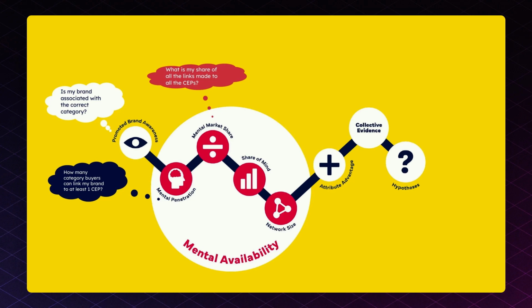Mental penetration being a key one because it's a good step on from prompted brand awareness. You'll want to know how many category buyers can link my brand to at least one category entry point. Share of mind, which is really a more powerful measure for larger brands, but it helps them understand how vulnerable they are to competitor incursion. And then network size identifies for you the average number of category entry points that are linked to your brand. And we'll look a little bit against benchmarks for FMCG within this video.